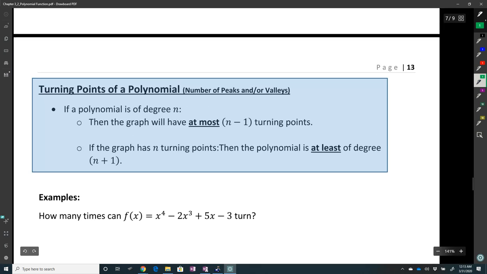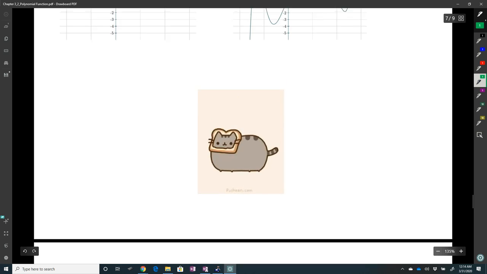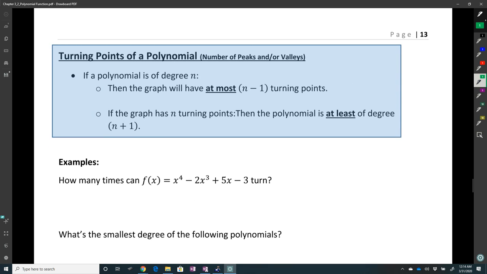Almost done. Page 13. Dear God, this is a long section. So, turning points of a polynomial. I consider this optional, but the book puts it in almost every single question.